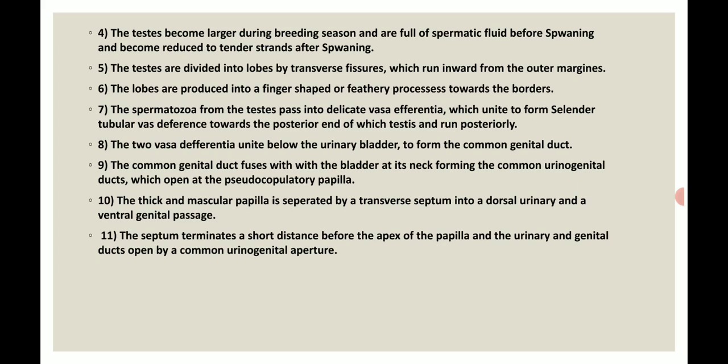The urinary and the genital ducts open in the urinogenital aperture. In the testes, during the breeding season, the male fish is full of spermatic fluid, and this is reduced to tender strands at the stage of spawning.